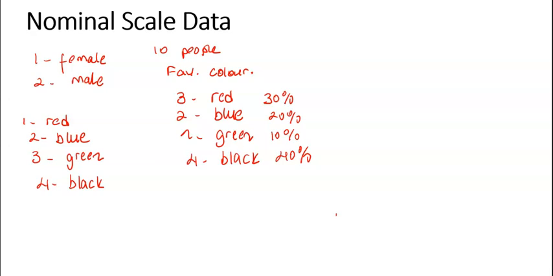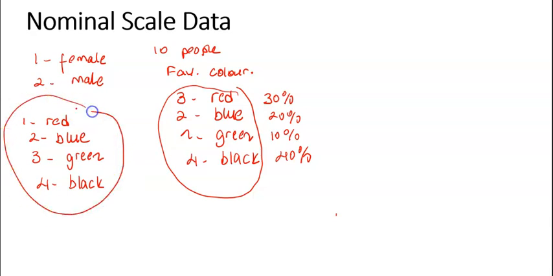As you see, I cannot use red, blue, green, or black in the calculation as they are categorical data, but I can use responses, which are 3 out of 10 say red, 2 out of 10 say blue, or 4 out of 10 say black. I can use those responses in calculation, but I cannot use the first set of data in any calculation.